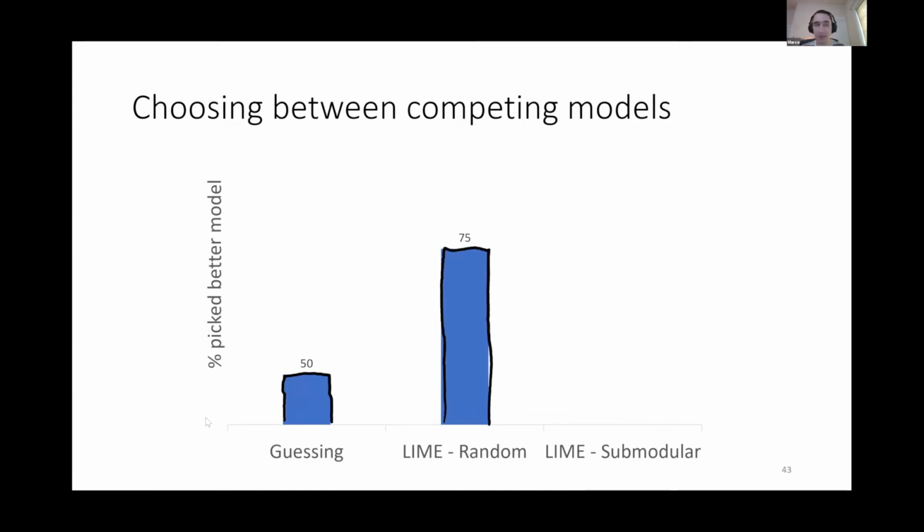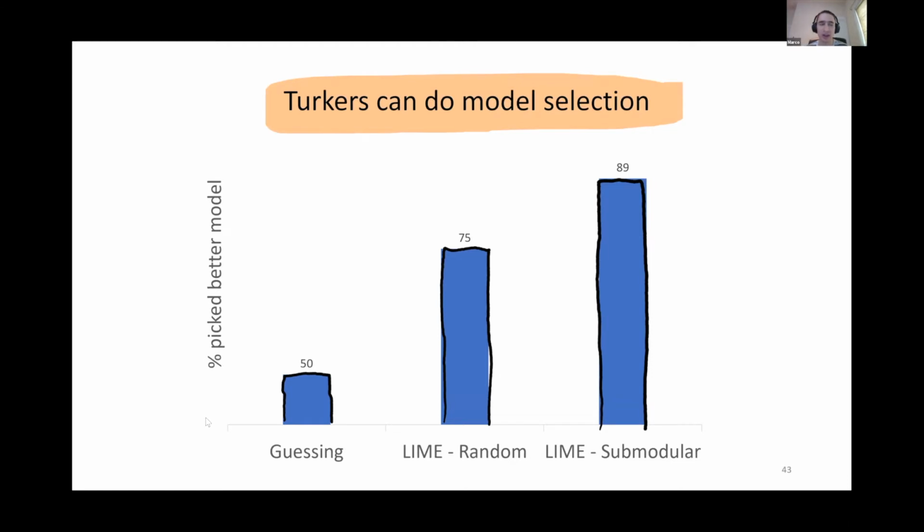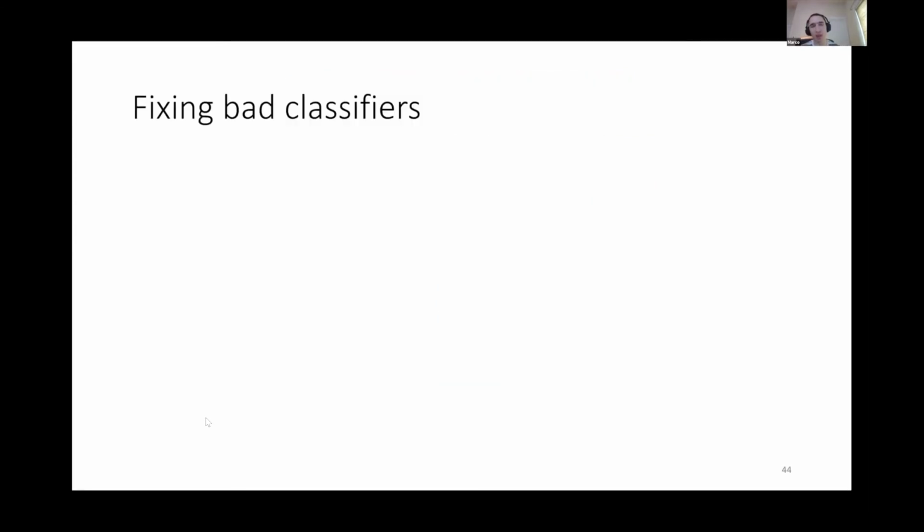With random Lime explanations, they get it right 75% of the time. With the smart procedure that I described before, where you're picking explanations to be representative, they get it right 89% of the time. So that's pretty good because these are Turkers. They're not proficient in machine learning at all, but they can still do model selection based on which model makes more sense. So in this case, we also had an experiment with fixing bad models.